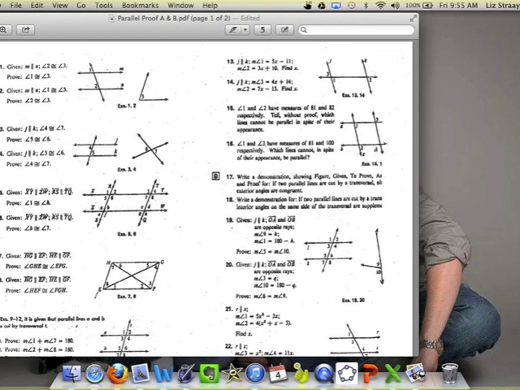I'm going to just put up a whiteboard to do all the problems on, but this is where our problems are coming from, and this is where your homework problems will be coming from tonight.